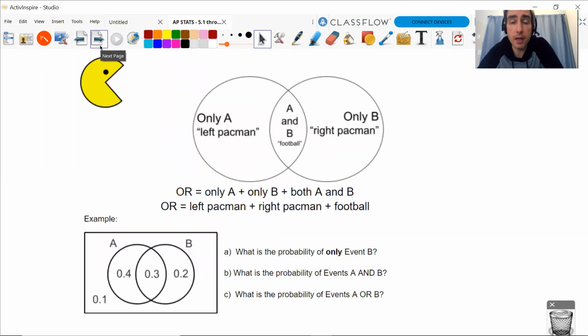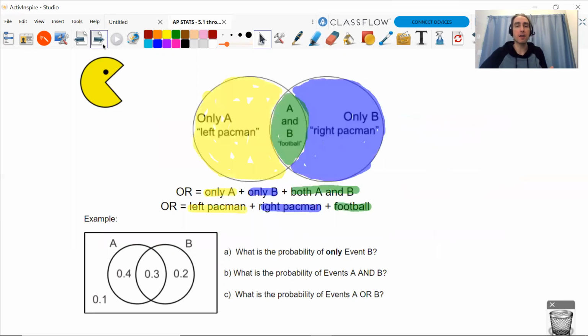So let's start with a classic Venn diagram. In the context of statistics, "or" in our case means only A plus only B plus what's in the middle. So we think about left Pac-Man, right Pac-Man, and football. You can see that scenario here: left Pac-Man, right Pac-Man, and football combine to give you the entire package, A or B, or both.